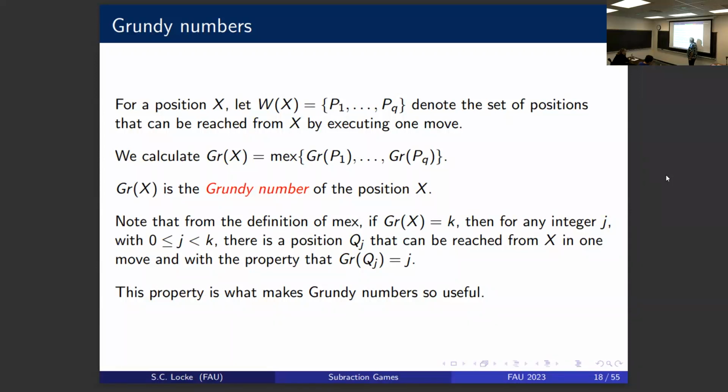if nothing reaches J, then the Grundy number of X wouldn't be K because K is bigger than J. If J is not in the set, why did I pick K? Right? I picked the smallest one that's not in the set. So if the number is K, all the numbers 0, 1, 2, 3, 4, 5, 6, 7, up to K minus 1 are represented in this set. And this is really important. This is really important in how Grundy numbers work. I'll let you wrap your head around that for a minute. It won't be a real minute.